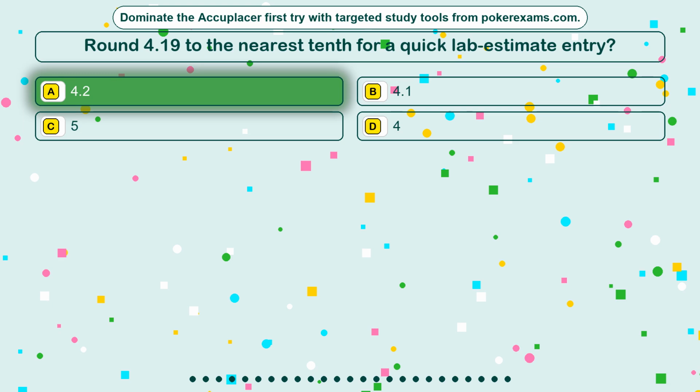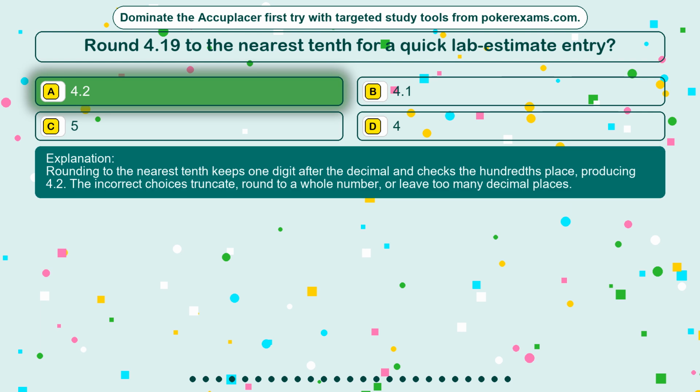The correct answer is option A, 4.2. Rounding to the nearest tenth keeps one digit after the decimal and checks the hundredths place, producing 4.2. The incorrect choices truncate, round to a whole number, or leave too many decimal places.